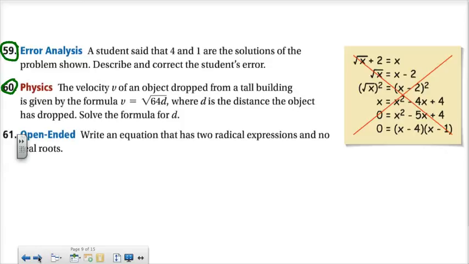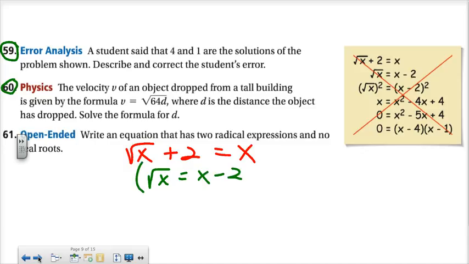Then number 59 says a student says that 4 and 1 are solutions of the problem shown. So what I'm going to do is I'm just going to write down the problem and then totally ignore their work. Because once you look at somebody else's work, you convince yourself that it's correct. So I need to subtract 2 from both sides to isolate the radical, and then I need to square both sides to get rid of the radical.